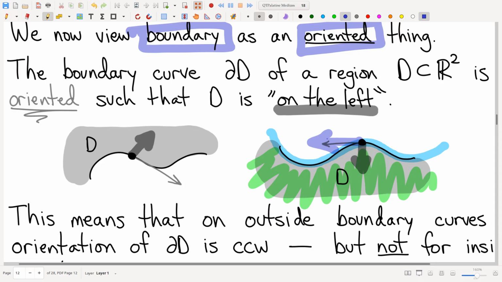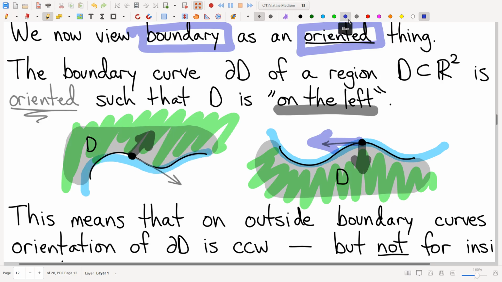So in this scenario here, that's the direction you go to have the region on your left. But notice, on this region here, which way do I go along the boundary to put the region on my left? Well, I would have to go that way. So you can't oversimplify. You can't treat this as, oh yeah, always move to the right or always move to the left. No, it's not that simple. You need to move whichever direction puts the region on your left.